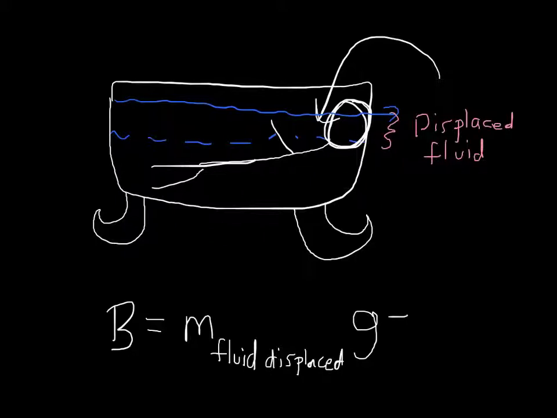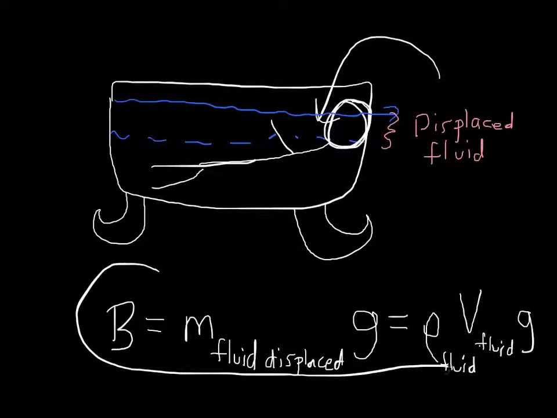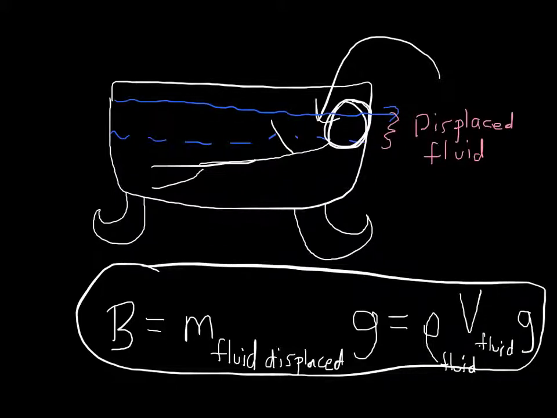Now, using the stuff that we've been learning in Chapter 9, mass we can rewrite in a slightly different way. We can rewrite it as the density of whatever fluid we're inside of times the volume of the fluid we displaced times the acceleration due to gravity. And this is going to be the general equation for the buoyant force and for Archimedes' principle, where the amount of fluid displaced is equal to the weight of the object that does the displacing.